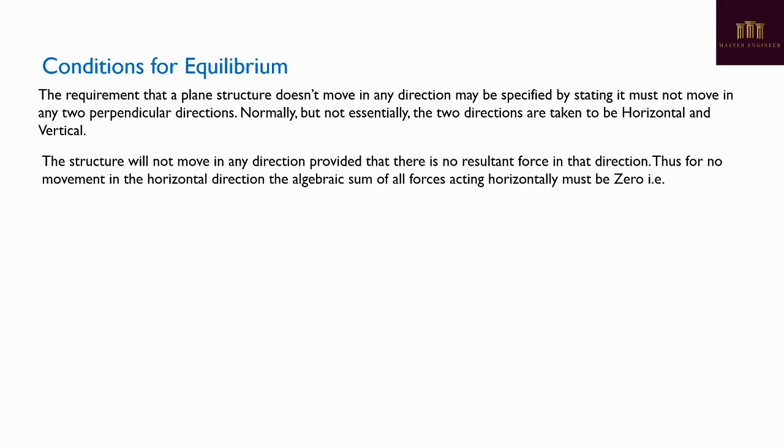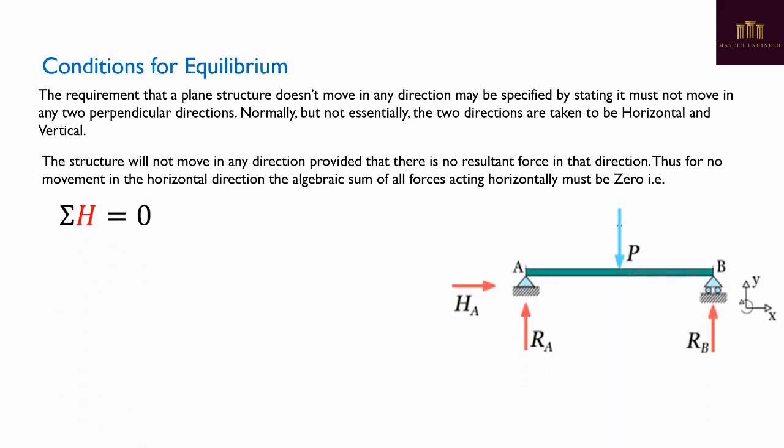For no movement in the horizontal direction, the algebraic sum of all forces acting horizontally must be zero, i.e. the sum of all horizontal forces must be zero. Similarly, for no movement vertically, the sum of all forces in the vertical direction must be zero.